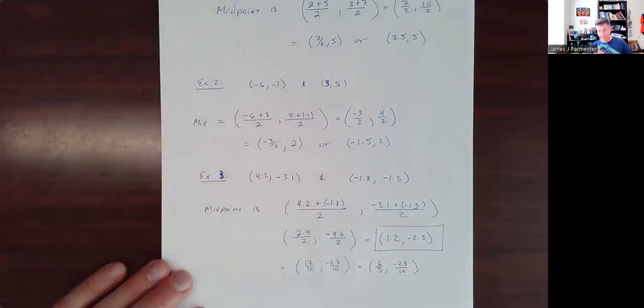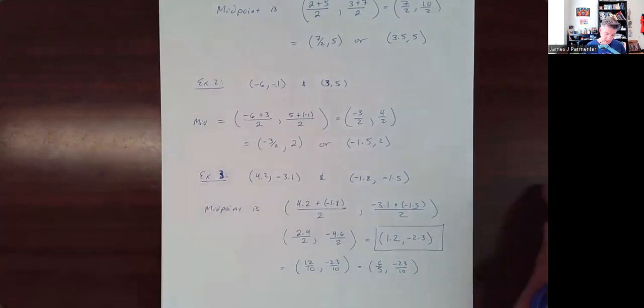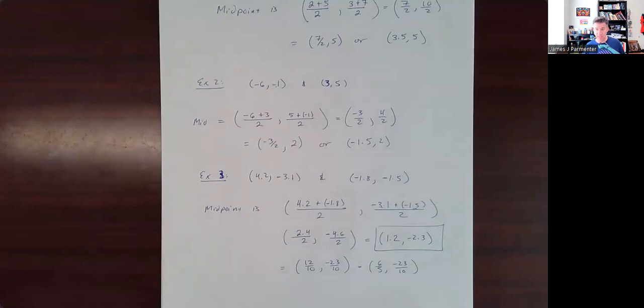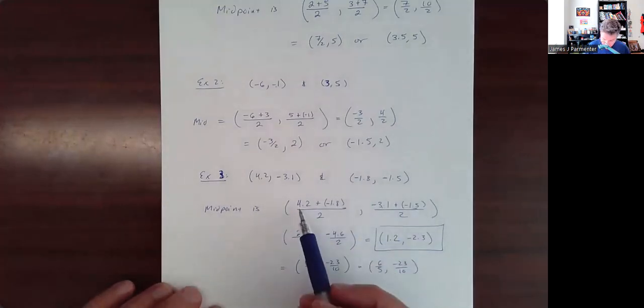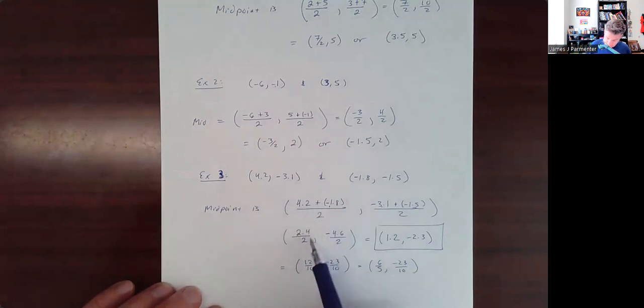I feel like it's a very straightforward process. You're just adding two numbers together and dividing by 2. Just be careful about the signs. A negative plus a negative is more negative. A negative plus a positive is going to go one way or the other. Like here, this positive plus this negative became less positive, it's less positive than 4.2.